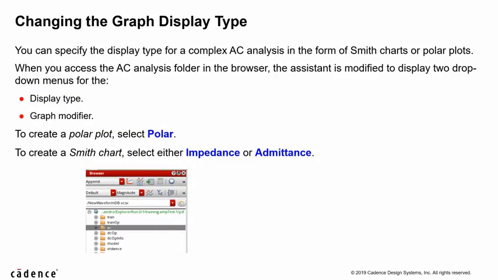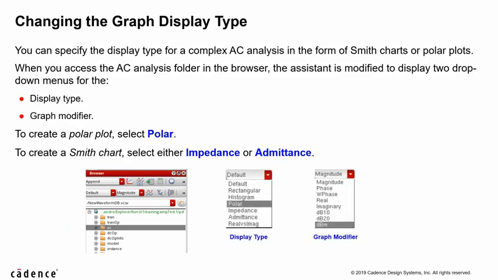You can specify the display type for a complex AC analysis in the form of Smith charts or polar plots. When you access the AC analysis folder in the browser, the assistant is modified to display two drop-down menus for the display type and graph modifier. You can see the examples on the slide. For instance, to create a polar plot, you would select polar, and to create a Smith chart, you would select either impedance or admittance from the display type.